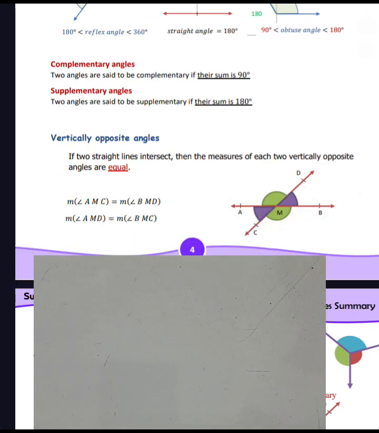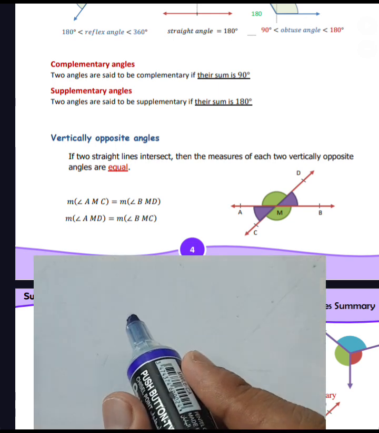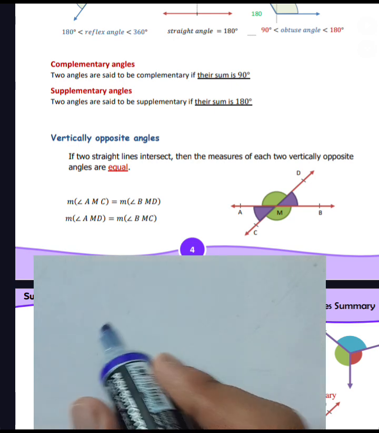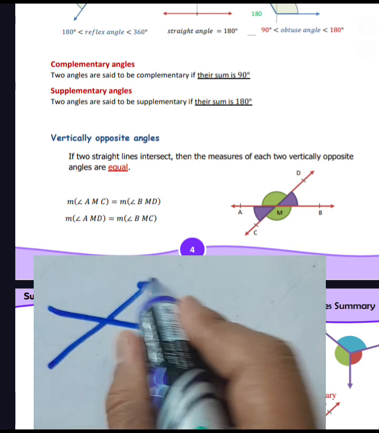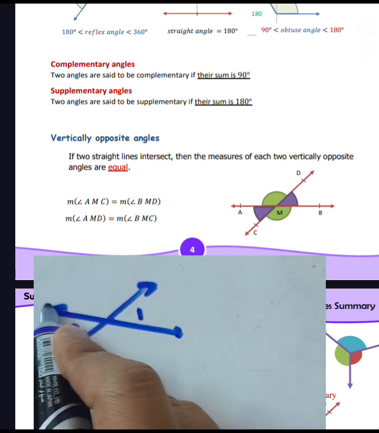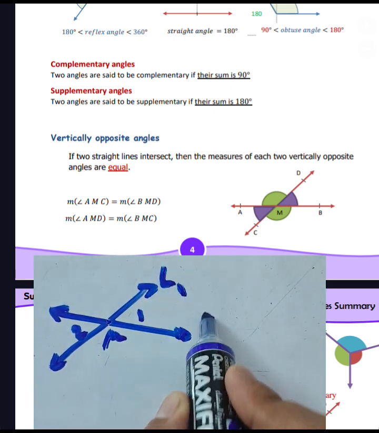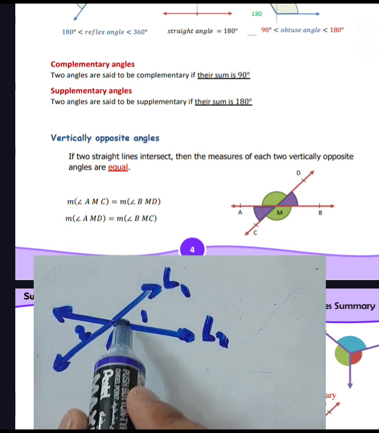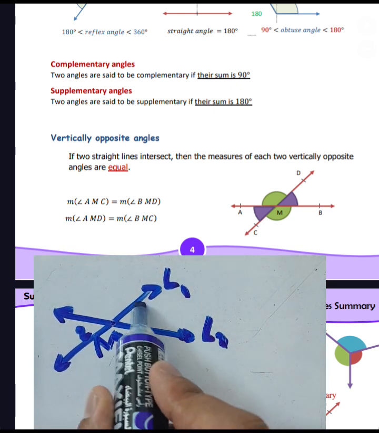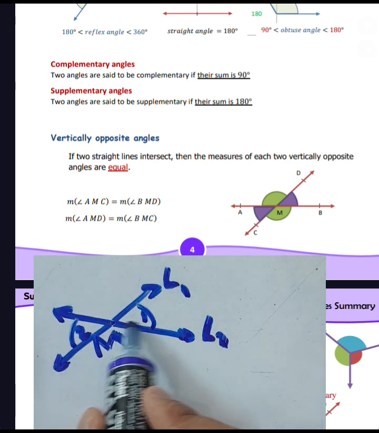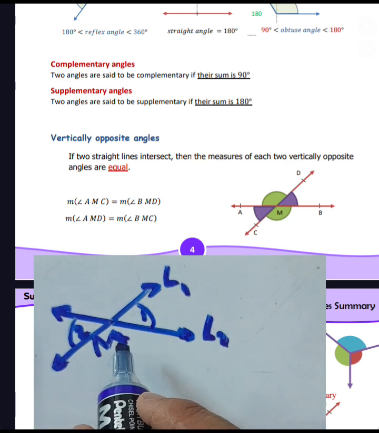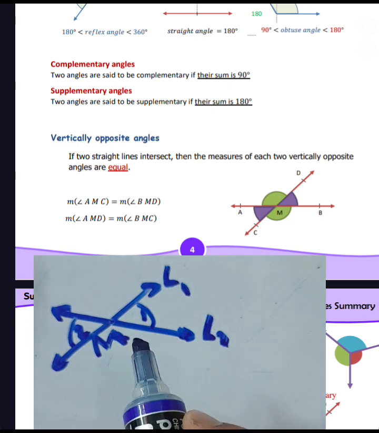Vertically opposite angles. If two straight lines intersect, then the measures of each two vertically opposite angles are equal, such as angle 1 and angle 2. We have two straight lines, L1 and L2, cutting each other at the point M. Then the measure of angle 1 equals the measure of angle 2. We call them vertically opposite angles.